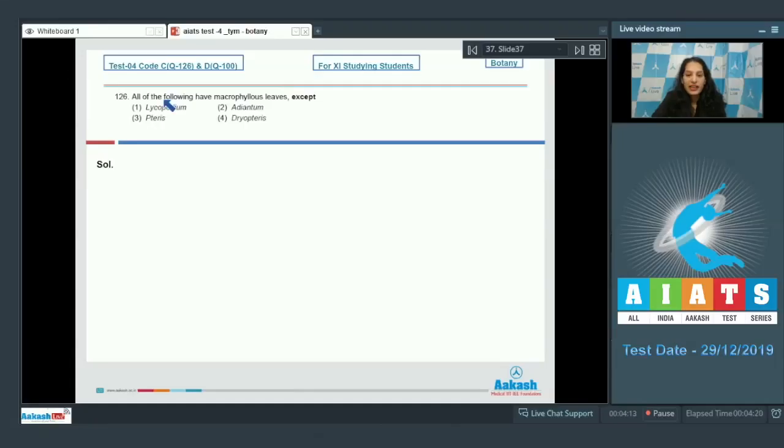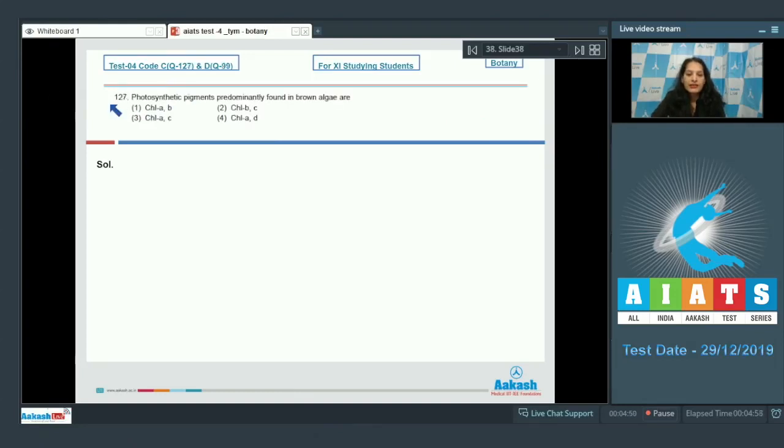Question number 126. All of the following have macrophyllous leaves, the large leaves, except. Your teacher must have taught you in the class that ferns have macrophyllous leaves. Adiantum, Dryopteris, Pteris, they are ferns, so they have macrophyllous leaves. But Lycopodium, it is not a fern, so it does not have macrophyllous leaves. So the correct option for the given question is option number 1. Let's move to the next question.